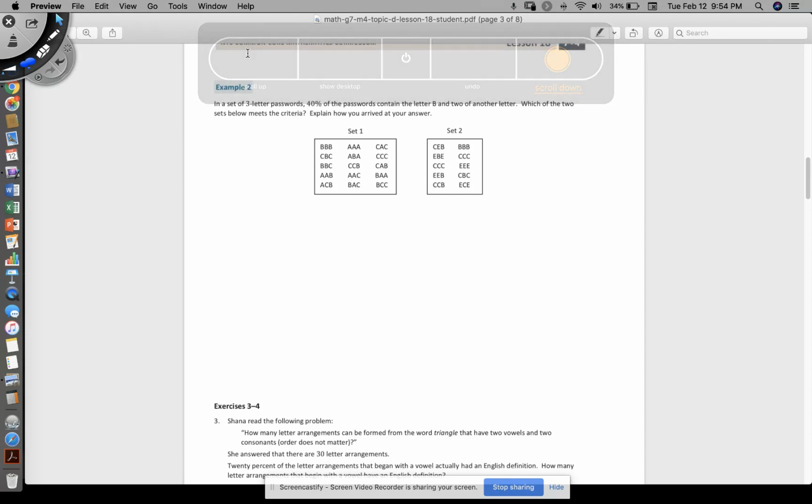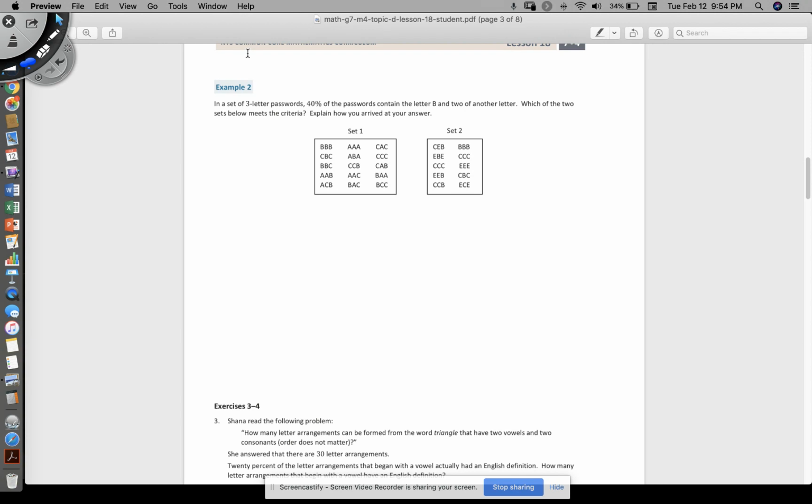All right, example 2. So now we have these 2 setups of passwords, okay? It says in a set of 3-letter passwords, 40% of the passwords contain the letter B and 2 of another letter. Which of the 2 sets below meets the criteria?